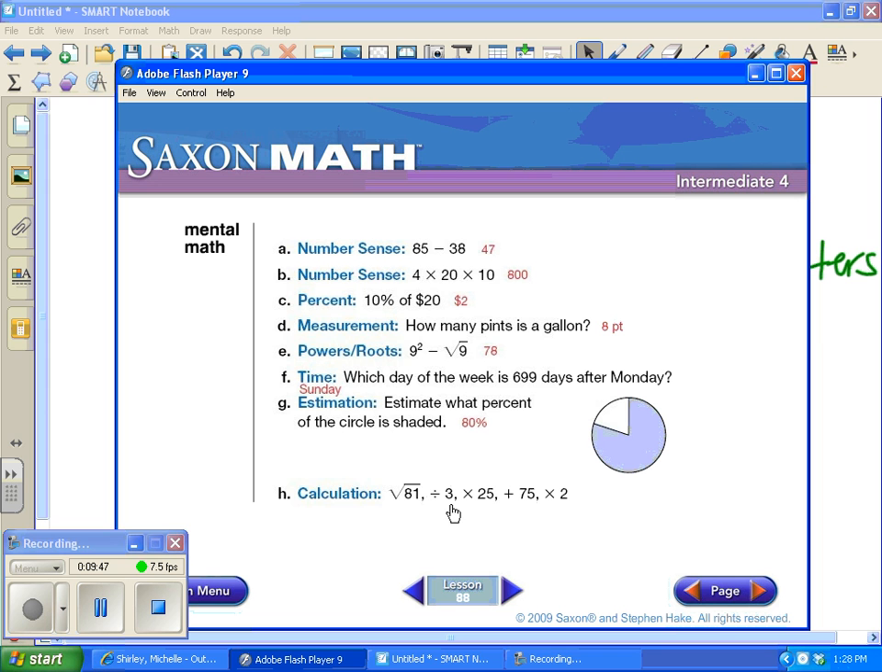Divided by 3 is 3. Times 25 is 75. Plus 75 is, think in terms of quarters, 3/4 plus 3/4, that's 6/4, which is 150 times 2, which is 300.